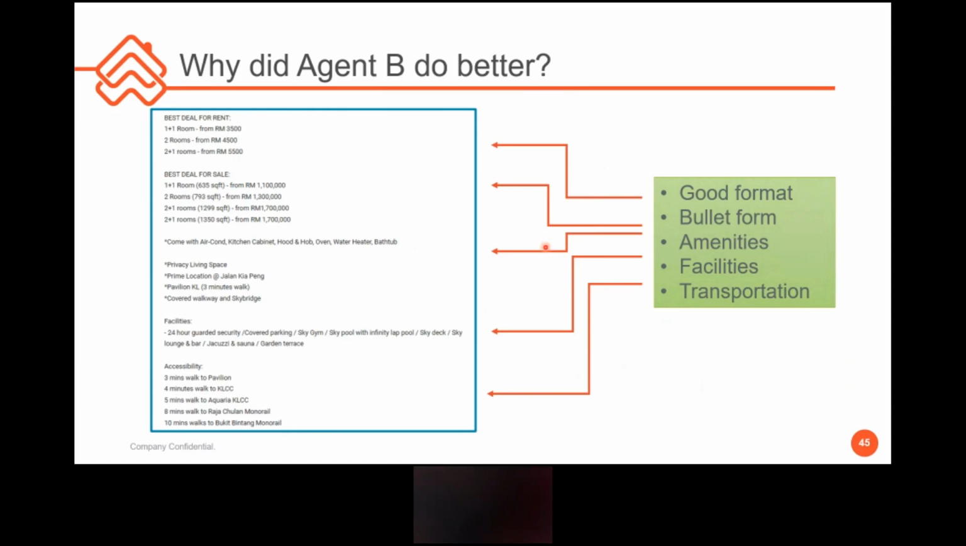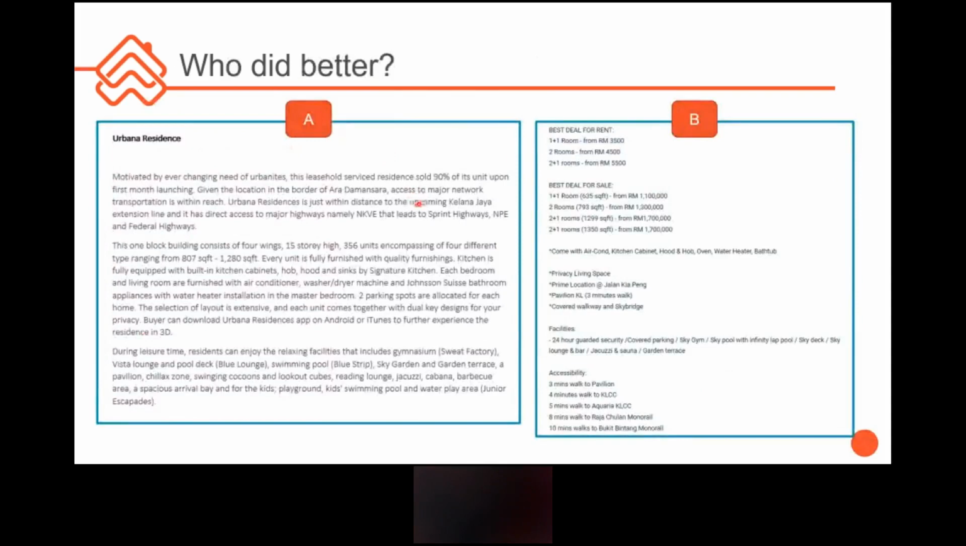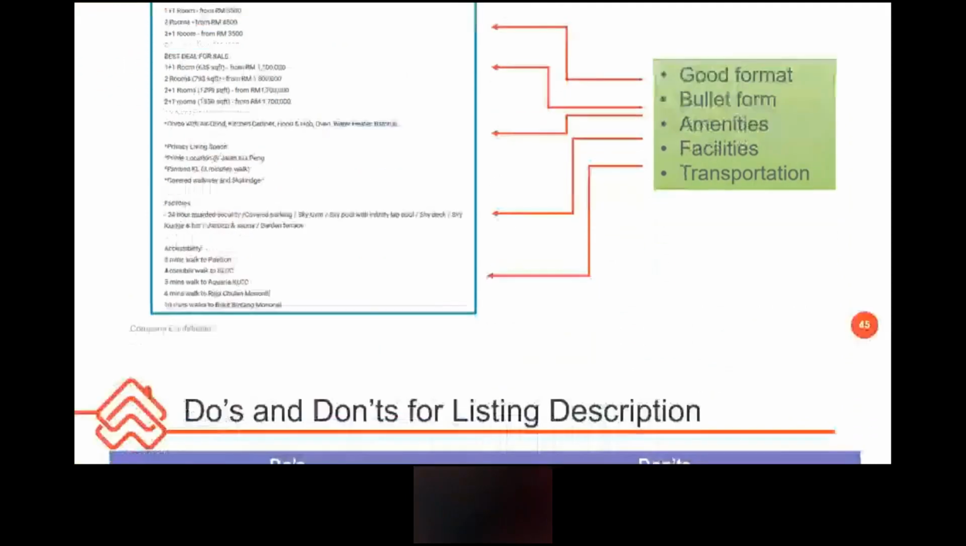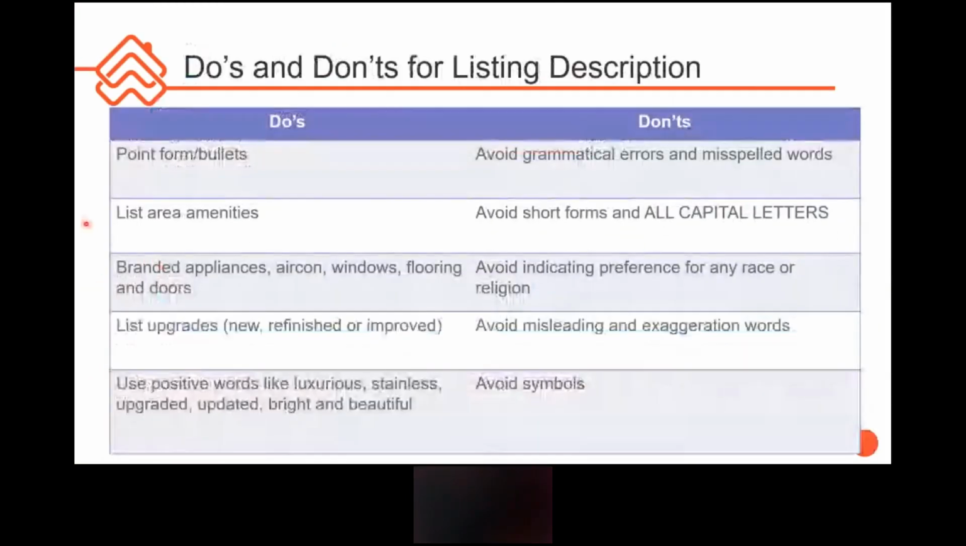So moving forward, if you're already done like person A, it's okay. But please make sure that you use this format. It's much better for the eyes and easier to understand. In summary, use point forms, list the areas of amenities, use upgraded words, try to avoid all capital letters, avoid symbols and so on.